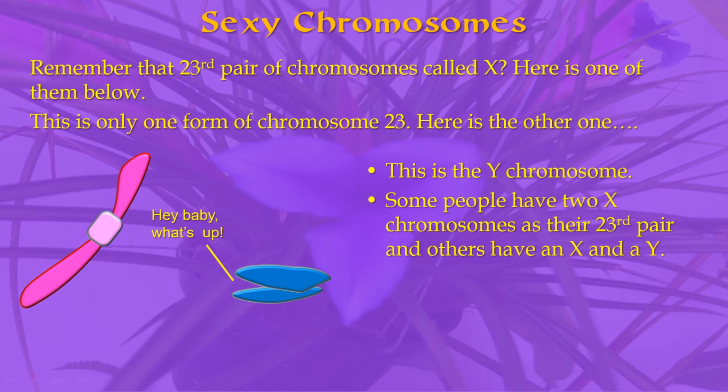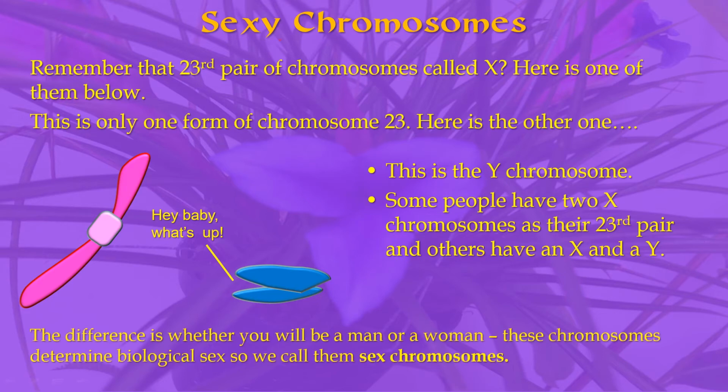But some people have two X chromosomes as their 23rd pair, and others have an X and a Y. What do you think the difference is between the two of them? Well, the difference is whether the person is a man or a woman. These are the chromosomes that determine biological sex, so we call them not sexy, but sex chromosomes.